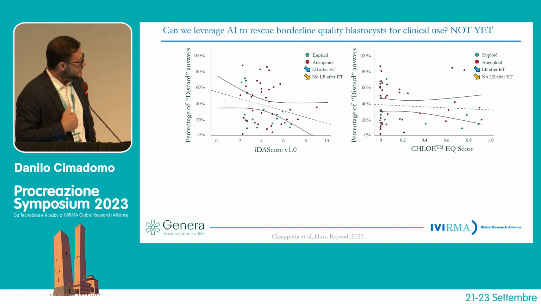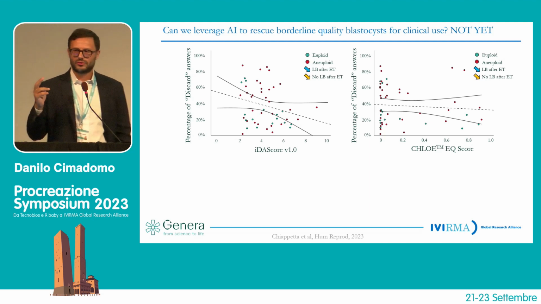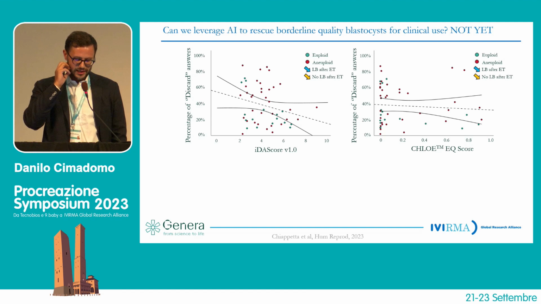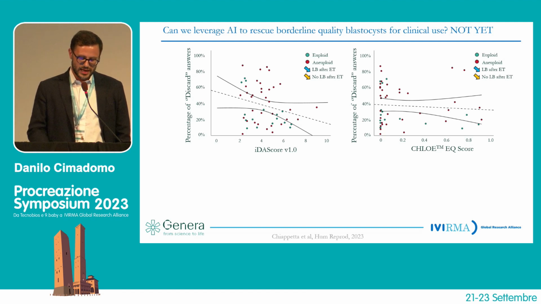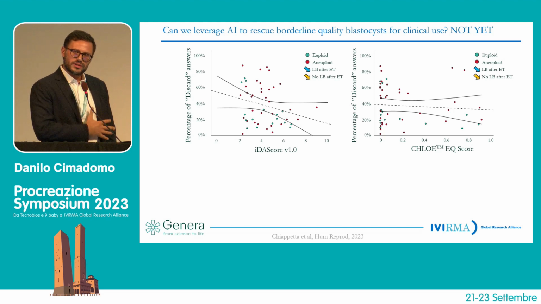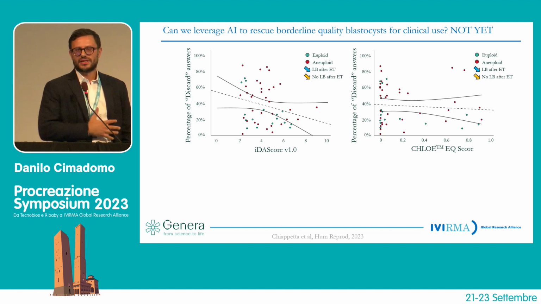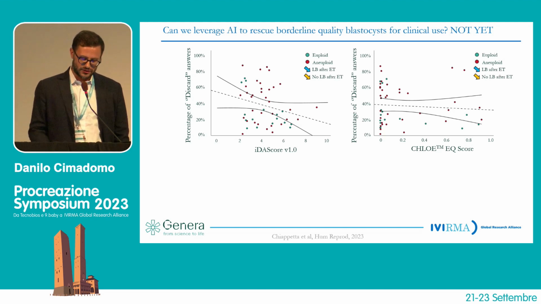As you can see in this study, we applied the IDA score as well as the Chloe score. They are two different, commercially available AI tools. You see that there is a slight association between the IDA score and what the embryologists in the lab think about whether an embryo should be discarded or not. Not that much with the Chloe.